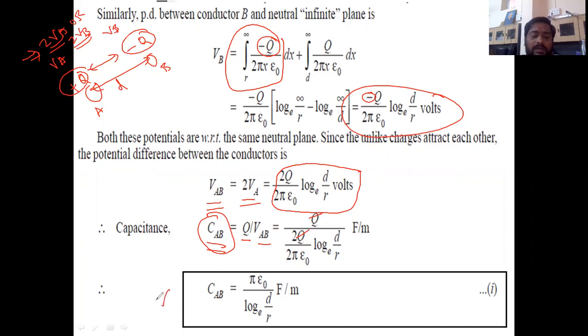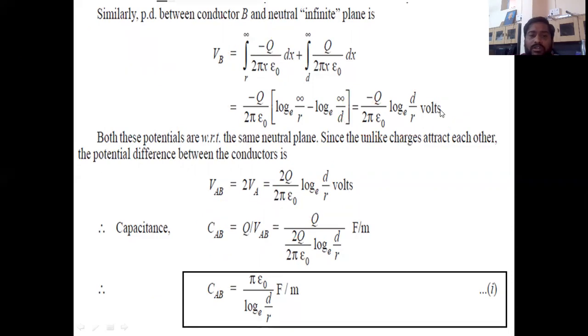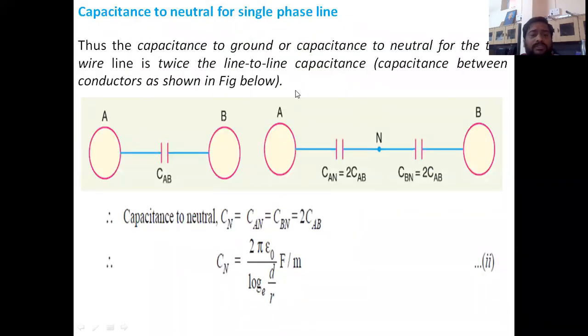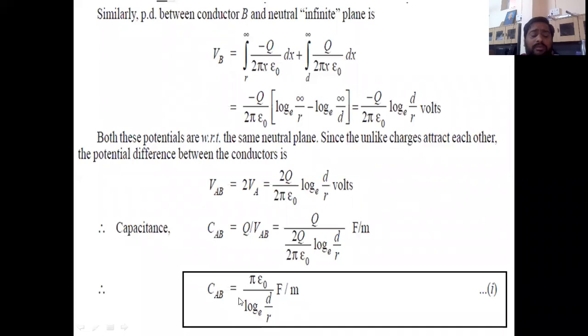That is, the final answer becomes CAB is equal to pi epsilon 0 upon log e d by r farad per meter, where epsilon 0 is the permittivity of free space, d is the distance between the two current carrying conductors, and r is the radius of each conductor. Consider the radius r of the conductor to be the same for each conductor. Now this is the final formula for the capacitance of the single phase two wire line: pi epsilon 0 upon log e d by r farad per meter.